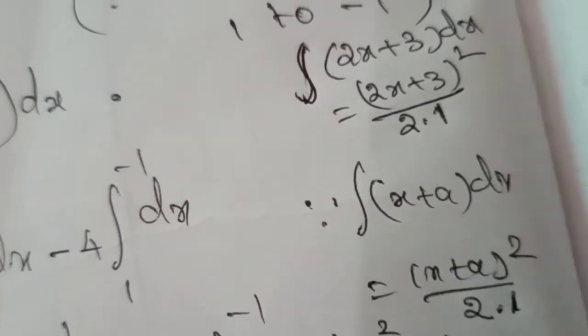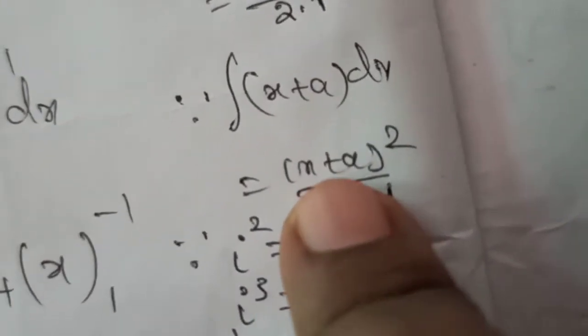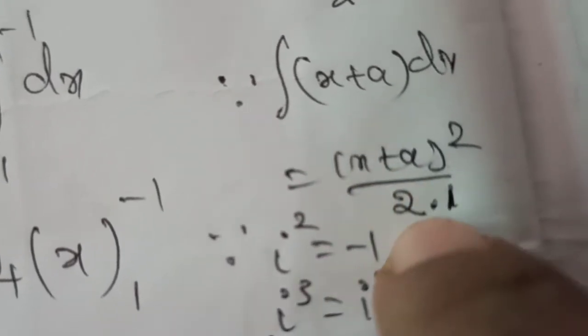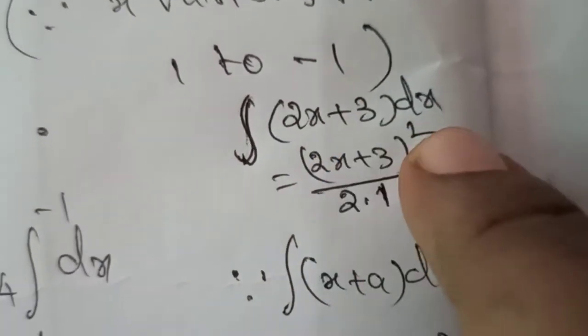So integration of x plus a into dx, the value is (x plus a) the whole square divided by 2, into now the differentiation of the inside value. The differentiation of x is 1. Okay, you substitute in the denominator only, that is 2 into 1.